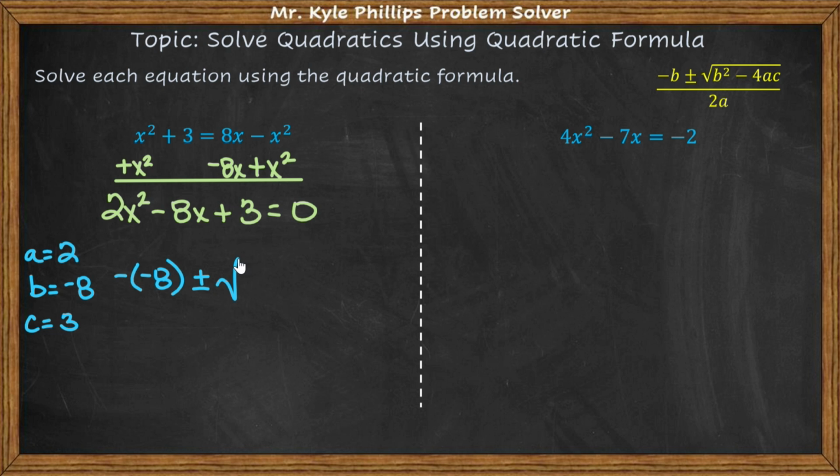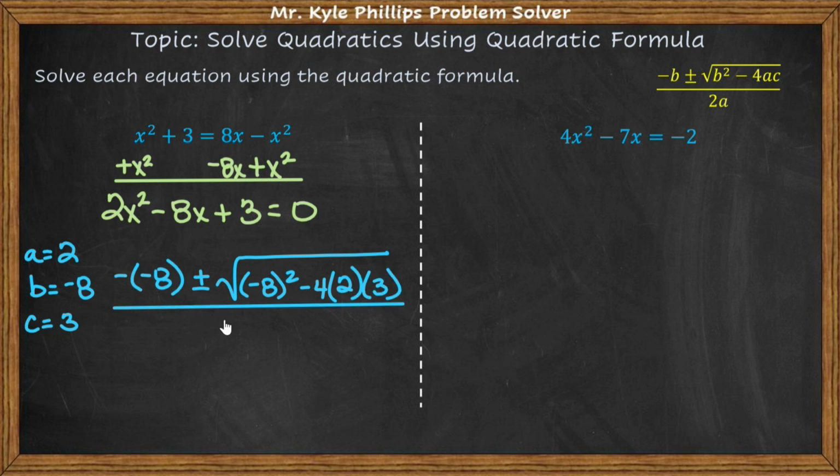So we have plus or minus the square root b squared. This is negative 8 squared minus 4 times a times c. And this will all be over 2 times the value of a.